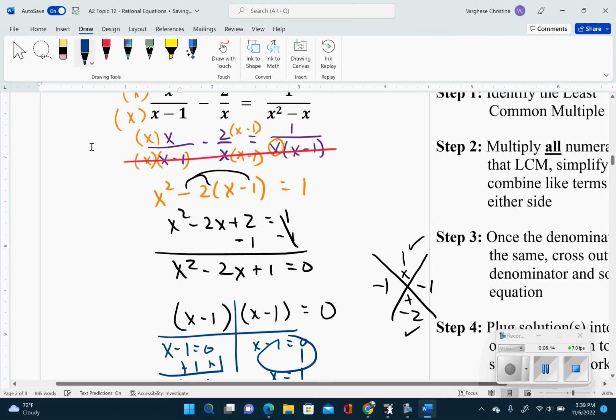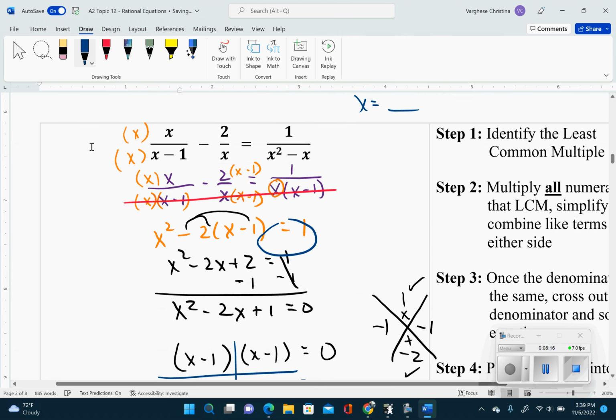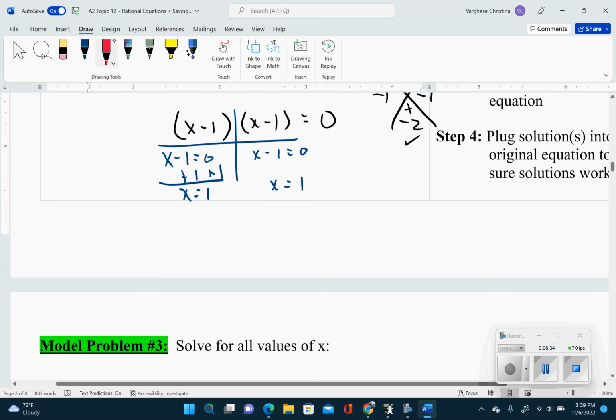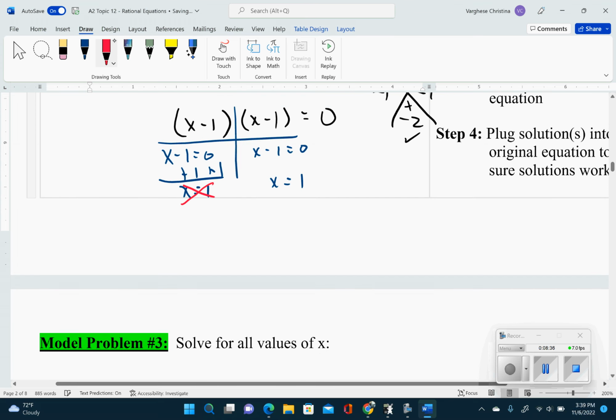Now we have to plug it back in. But there's something that happens here, right? Let's talk about this real quick. Let's go back to the original. So we have x equals 1. Problem is, if we put a 1 here, 1 minus 1, we get a 0, right? So isn't that undefined? Yes, it is. So that means that x equals 1 is not a solution.